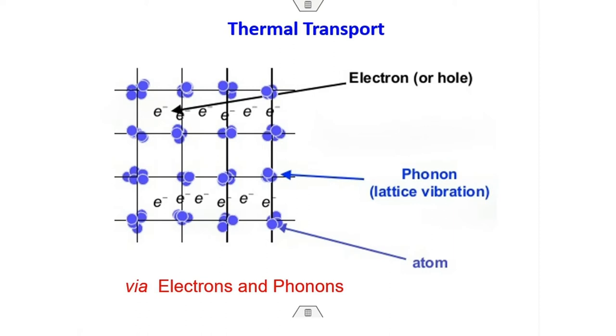But in non-metals like ceramics and polymers, especially ceramics, and many carbon-based materials, very few free electrons are available, so the transport happens by phonons. Phonons are nothing but traveling waves due to the movement of atoms from their mean positions during heating up. So phonons are nothing but lattice vibrations.